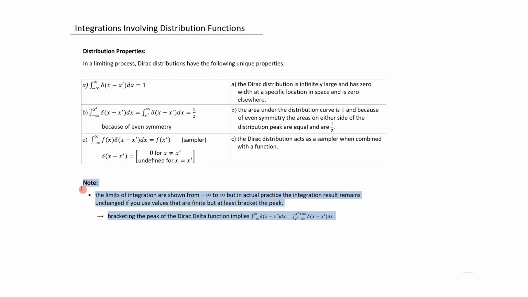Okay, a note here. The limits of integration are shown from minus infinity to infinity, but in actual practice, the integration result remains unchanged if you use values that are finite, but at least bracket the peak. So for instance, here's an example. You've got minus infinity to infinity of delta(x minus x prime) dx. We know that's equal to 1, but we could have easily written this as x prime minus delta x and x prime plus delta x. So this basically says you're looking at one bound that's just to the right of the undefined point and one to the left, which basically brackets the Dirac delta function. As a result, this integral will also be equal to 1. So this is typically what we would do.